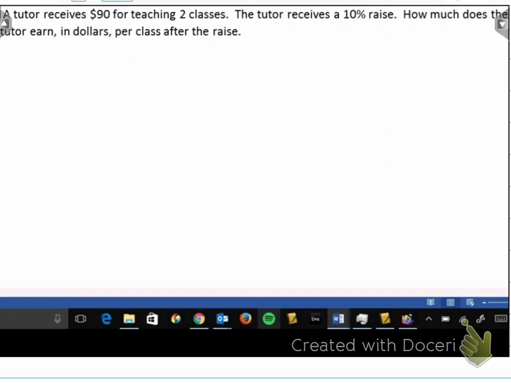Alright, so this was something we just went over. A tutor receives $90 for teaching 2 classes. Important. A 10% raise. How much does the tutor earn in dollars per class after the raise? So, first, find out the price for one class.